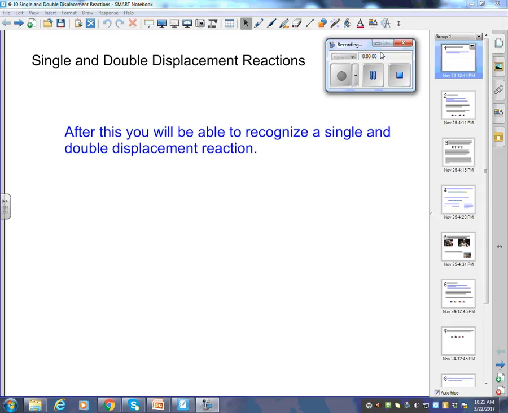This is the last one, and I will give you a little quick review today, too, of what I expect to be able to do on the test. So today, we're talking about single and double displacement reactions. Single and double displacement. And after this, you'll be able to recognize. All you have to do is recognize.